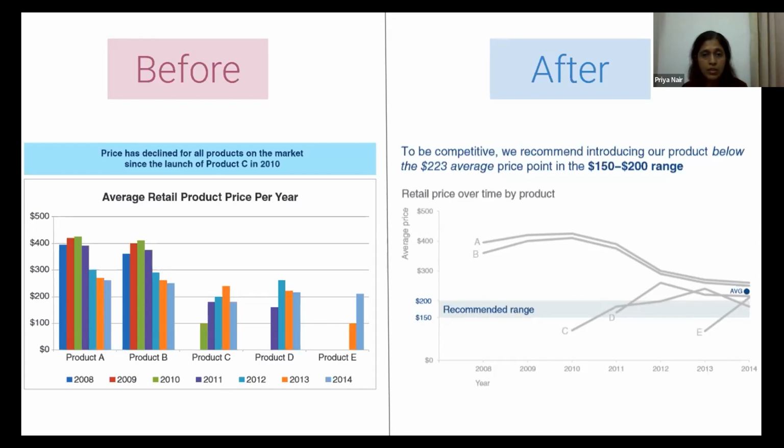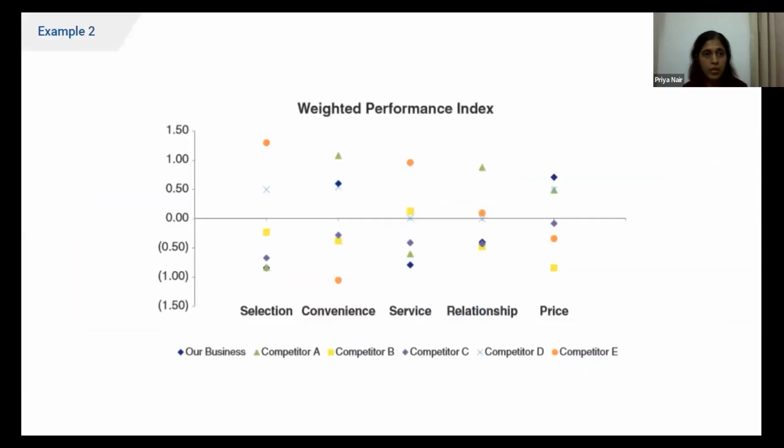So let us look at a few more examples. There's a second example about a retail store where they're trying to figure out the performance of their store compared to the competitors. It is our business, which is a diamond star if you look at the legend, and then the competitors with different shapes and colors. And there are 5 categories in which they are trying to rate their performance: selection, convenience, service, relationship, price.